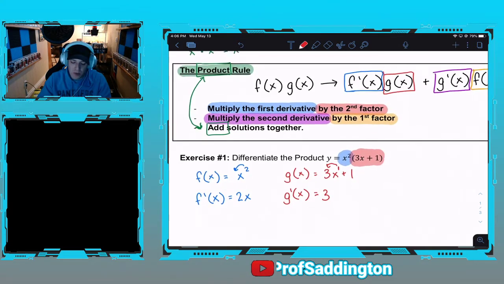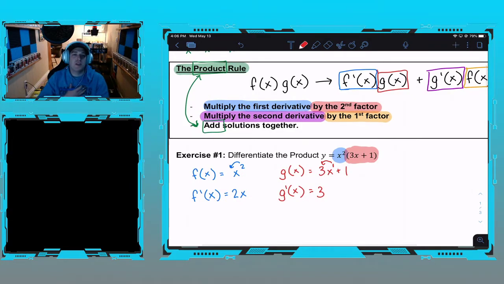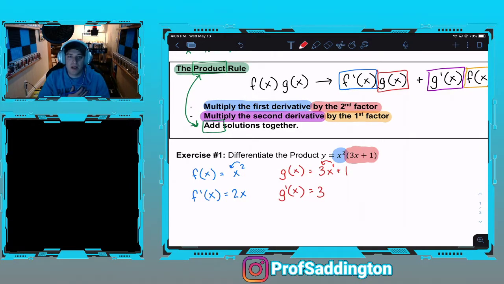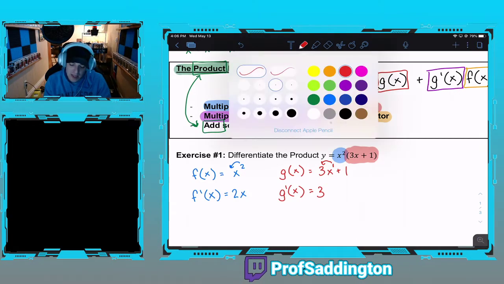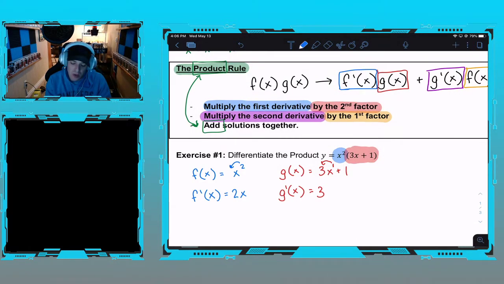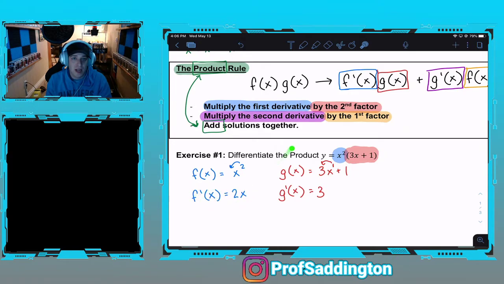So now I wrote down the steps above, but I'm going to show you guys the method that I use. I call it the crisscross method, because what you'll notice that I said in the first step, we were multiplying the first derivative by the second factor. Well, if you look at what I have here, I have f of x and I have f prime of x. This is my first derivative. And it says you're multiplying it by the second factor. Well, what I wrote up here is f prime of x times g of x.